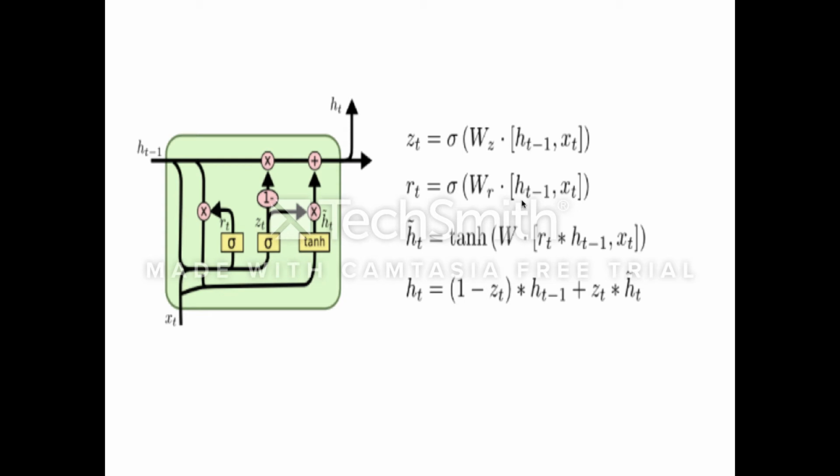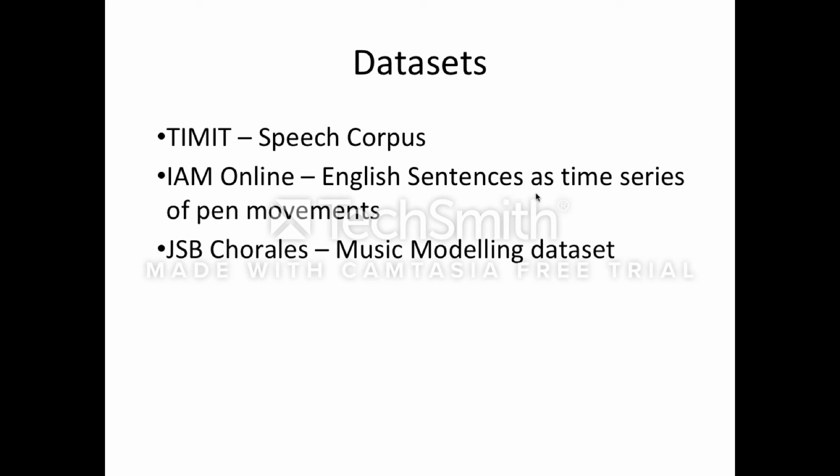The hidden state is finally generated using the past hidden input H of t minus 1 and the new memory generated H bar of t with the advice of the update gate. So now that we have seen the different variants of LSTM along with the basic LSTM, a performance comparison was done on three different datasets. The first dataset is a speech corpus called TIMIT, and it is largely used for speech recognition, so this is for any speech recognition model.